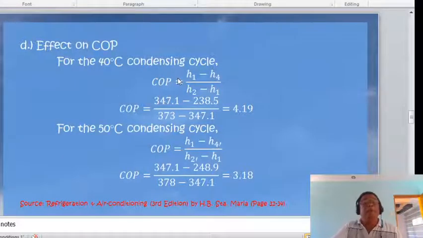The coefficient of performance now. At 40, the coefficient of performance is 4.19. But at 50, the coefficient of performance is only 3.18. Meaning the coefficient of performance, once you increase the condensing temperature, will decrease.